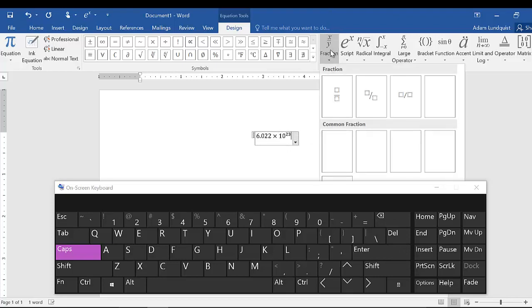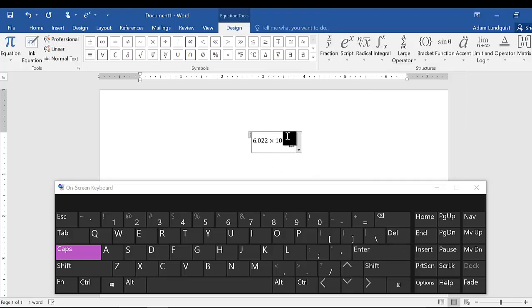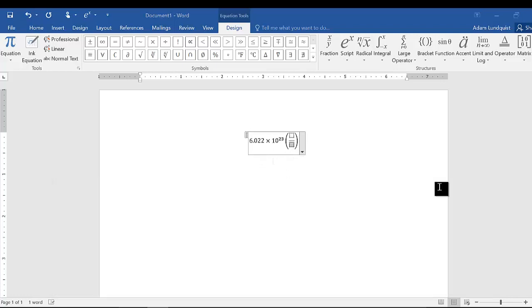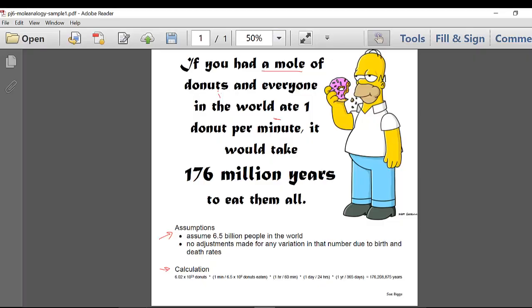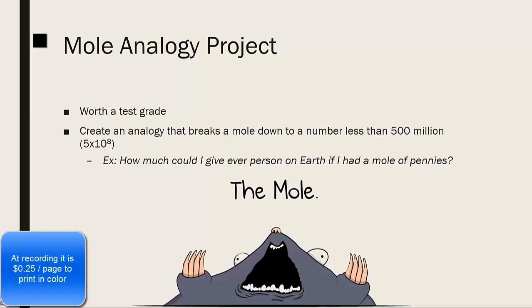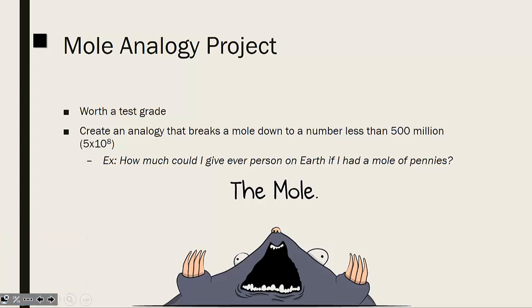Then you can come in and say, okay, I want to insert a fraction and multiply by a fraction. In order to make this nice, you might want to insert some parentheses to say, hey, this is its own thing, where you'll do your first conversion. Your project is expected to be made in Word or a similar processor. Your project is expected to be neat and to include some sort of clip art to make it pretty. It needs to be in color. You do not need any page protectors. The library will print you a color copy of your project for 10 cents. This project is a test grade and it will take time.